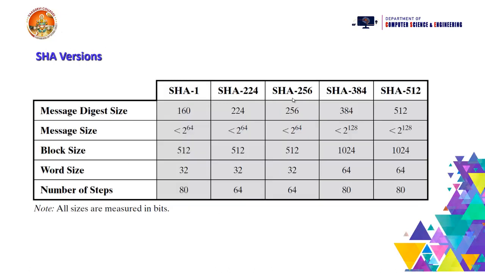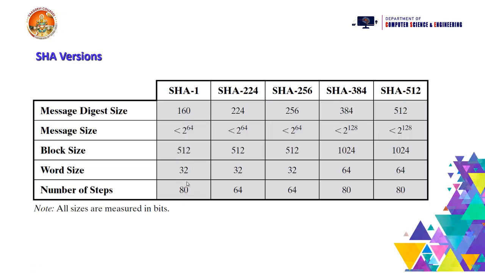These are the different versions in Secure Hash Algorithm. Every version has some differences in output, inputs and number of steps. The SHA-1 algorithm produces a 160-bit message digest and accepts a message of up to 2 to the power of 64 bits. It divides the message into 512-bit blocks. The word size used in SHA-1 is 32 bits.